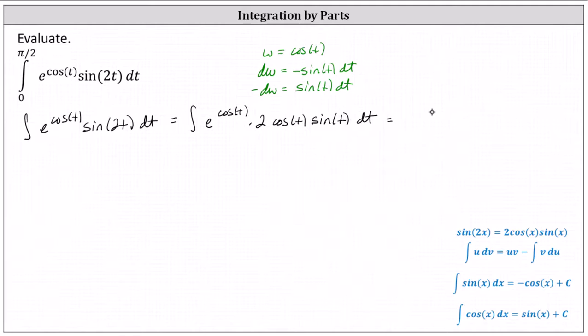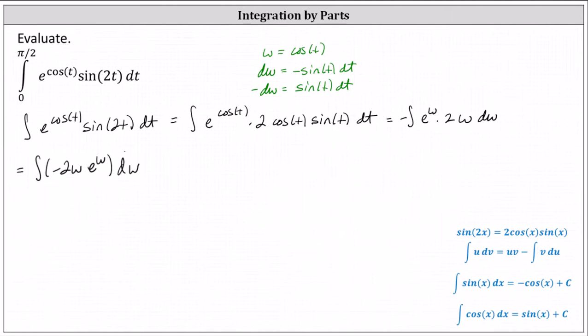And now let's perform the substitution. Because cosine t is w, we have the integral of e to the w. We still have this factor of 2, and then cosine t again is w. And sine t dt equals negative dw. Let's put the negative out front, and then we have dw. Let's go ahead and write this as the integral of negative 2w e to the w dw, which should look more like an integral that requires integration by parts.